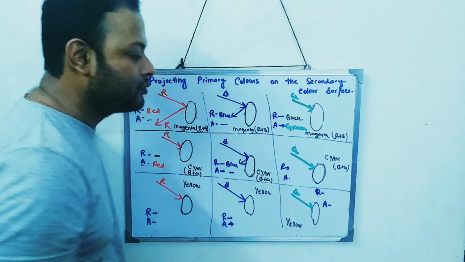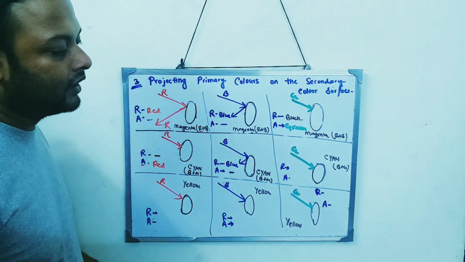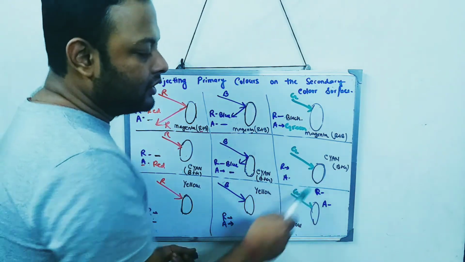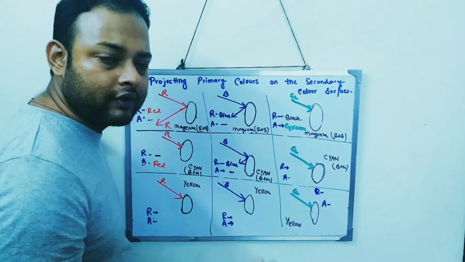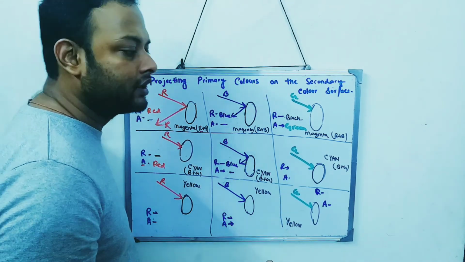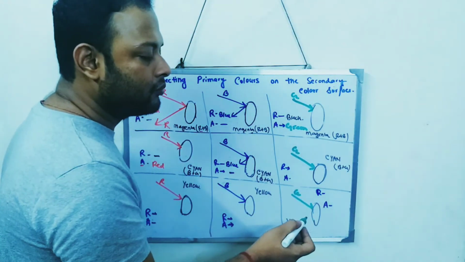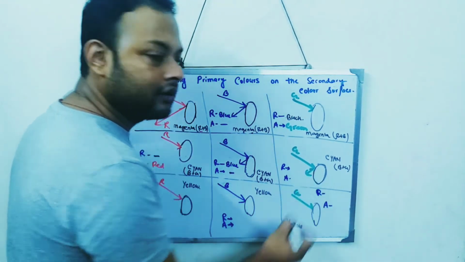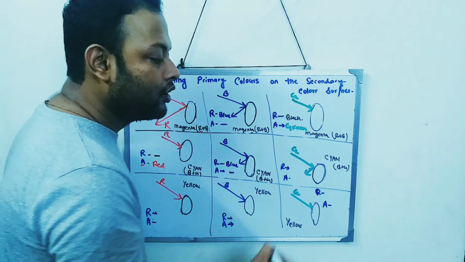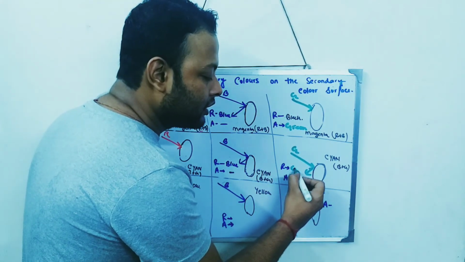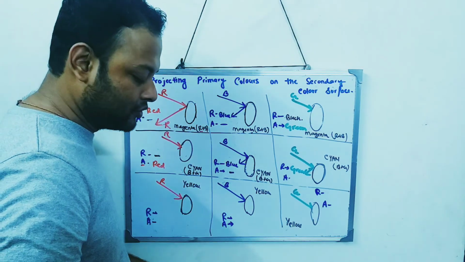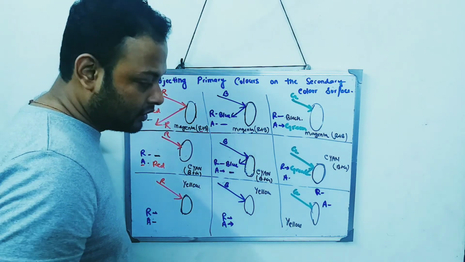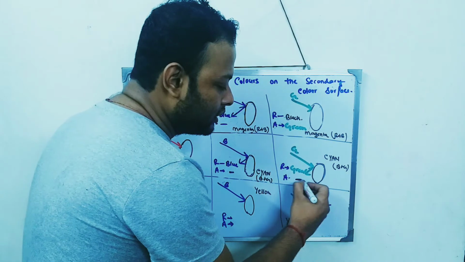So nothing gets absorbed. Over here, again, the green color is coming toward the cyan surface. The cyan surface says I can reflect the blue as well as green. So since green is coming, I can reflect this green color. So what will get reflected? The green color gets reflected. So what gets absorbed? Tell me. Nothing gets absorbed.